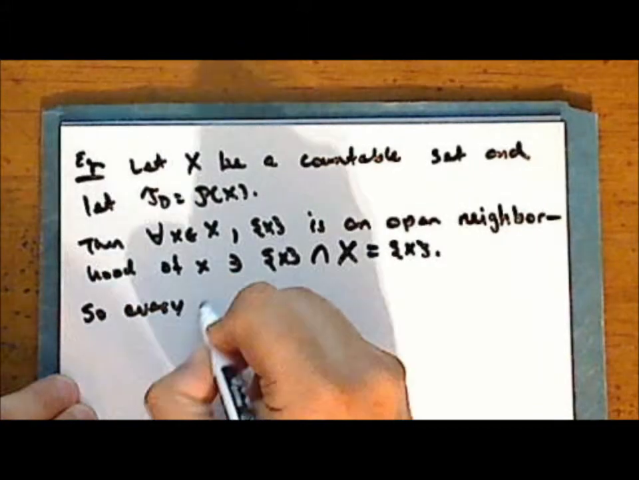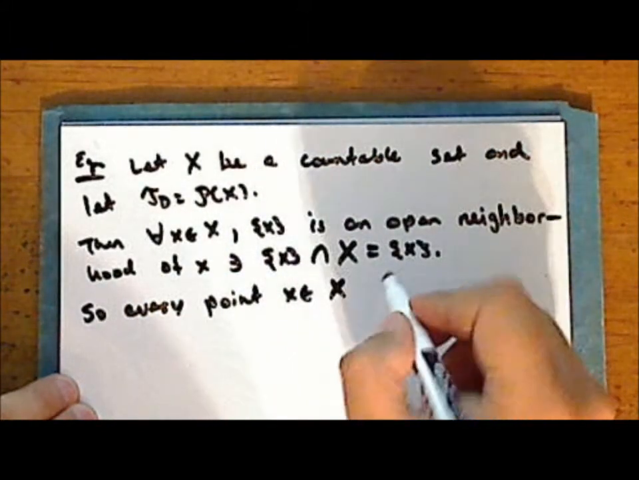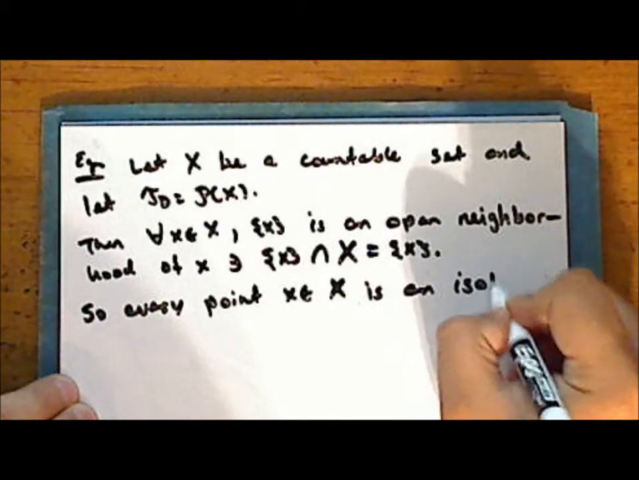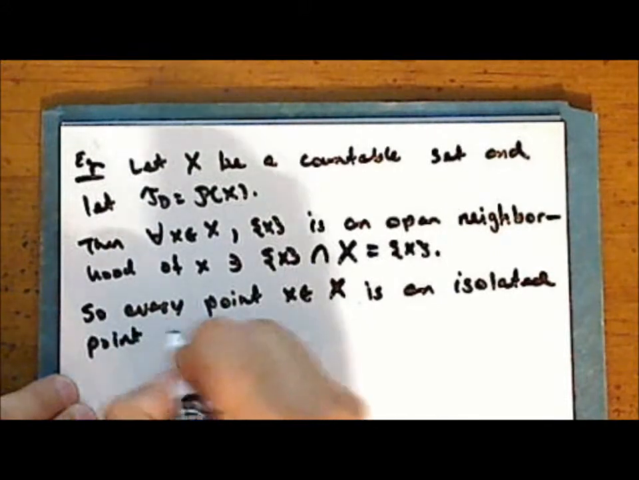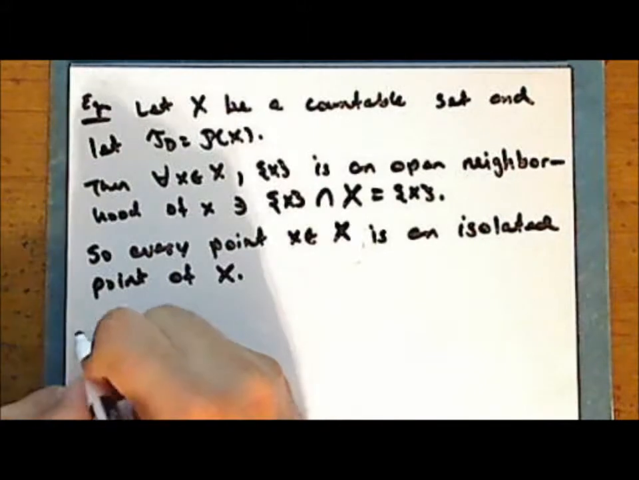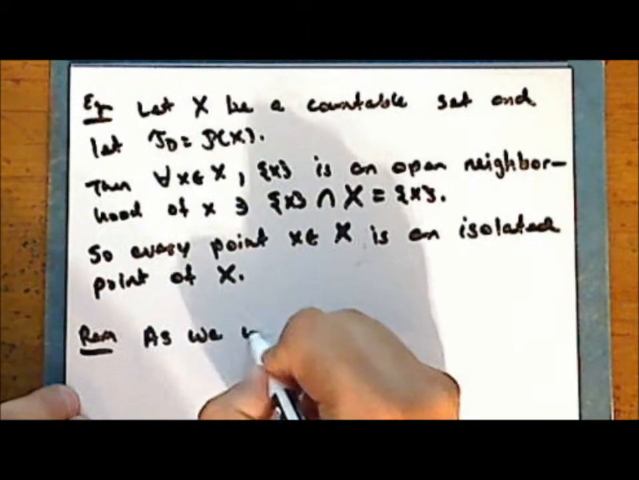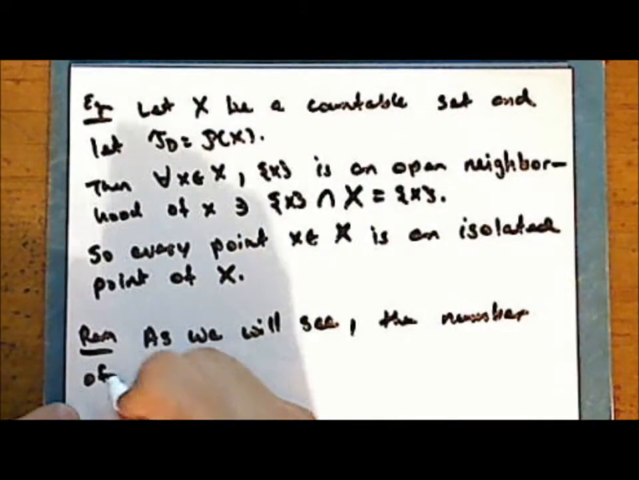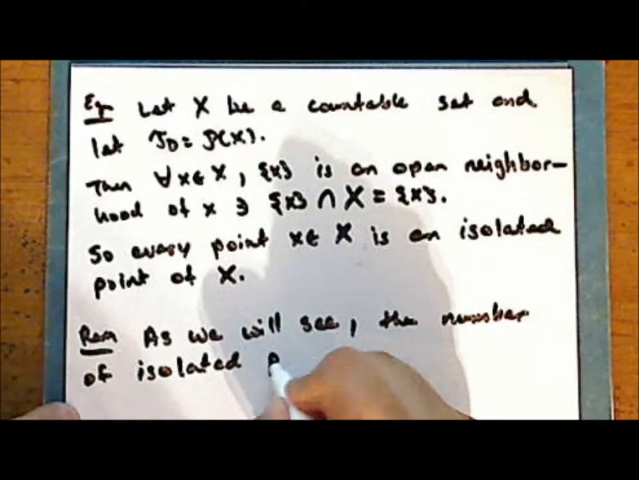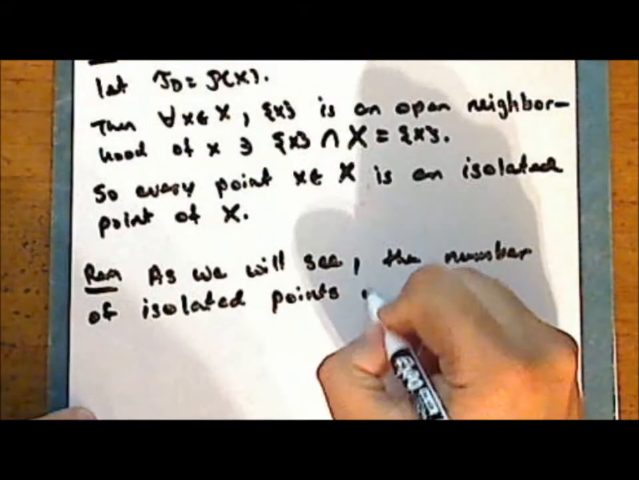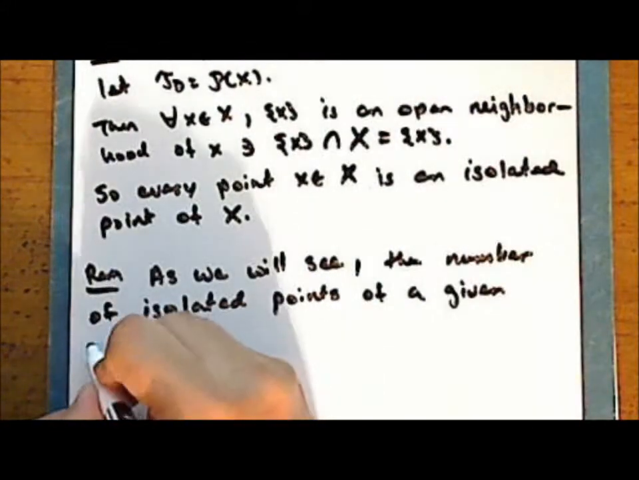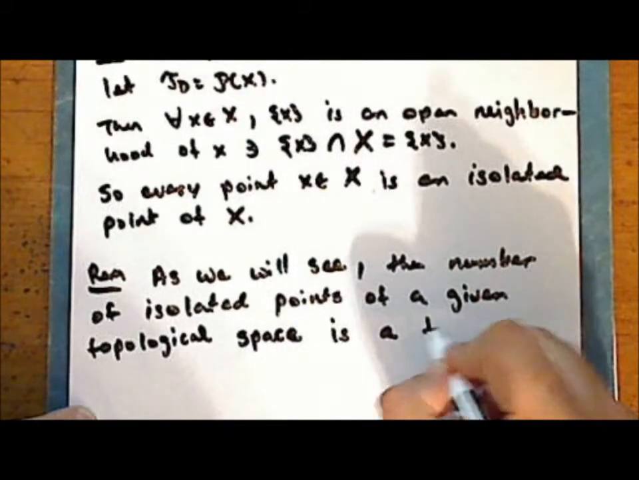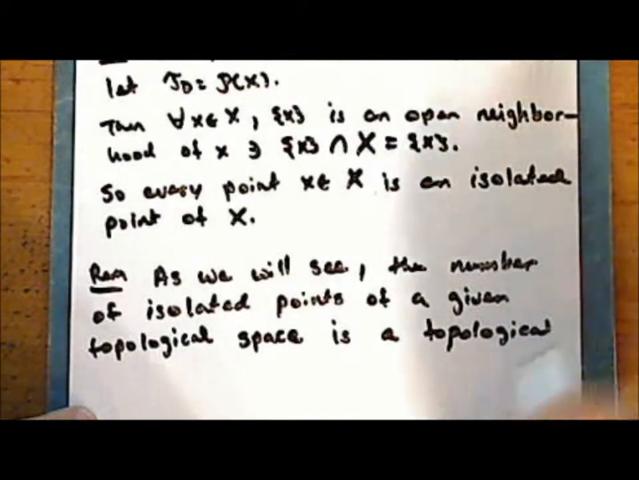And so every point in the discrete space X is an isolated point of the space X. As we will see, the number of isolated points of a given topological space is a topological invariant.